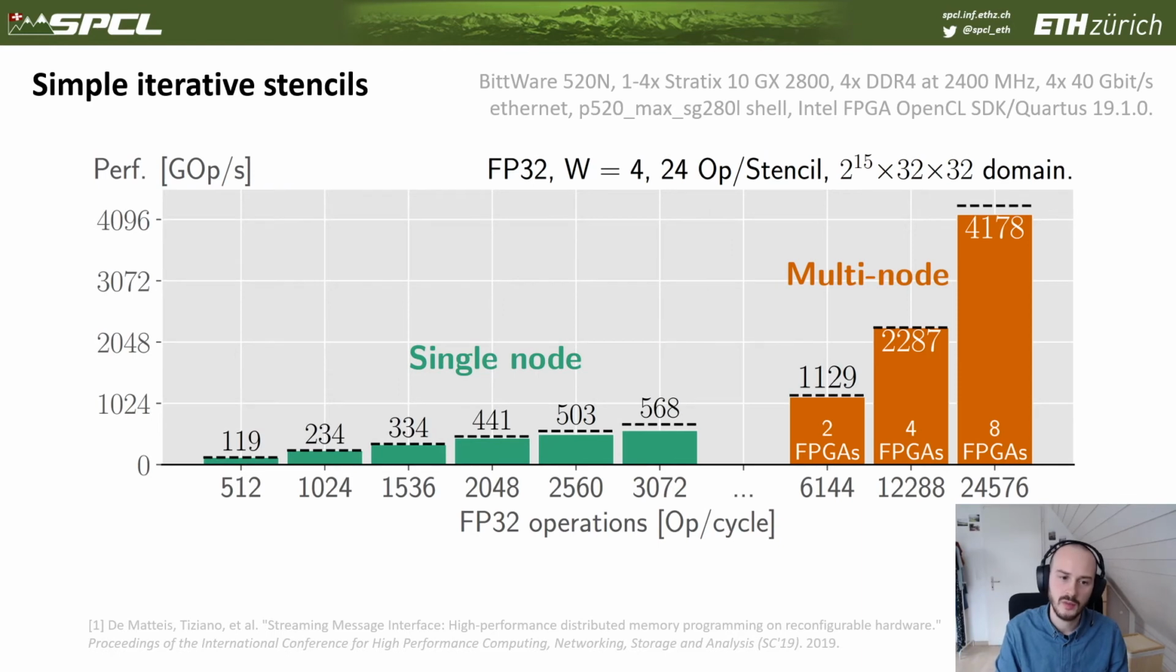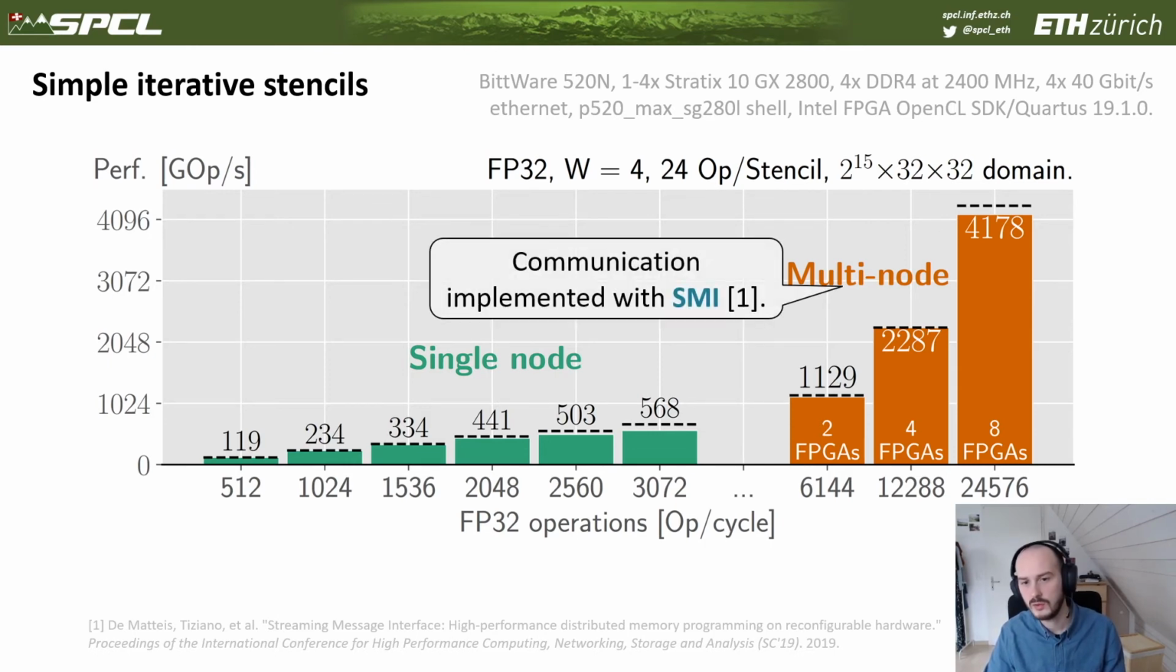If we scale this up, we see that as we increase the amount of parallelism, we get performance up to when we've exploited the full device here, at 570 gigaflops for a vectorization width of 4. But we also continued scaling this across 2, 4, and 8 FPGAs, getting all the way up to 4 teraflops across 8 FPGAs for this stencil code. We implemented communication using the Streaming Message Interface framework, which is a framework for achieving MPI-style communication, but through a streaming interface, which is the native programming model for FPGAs.